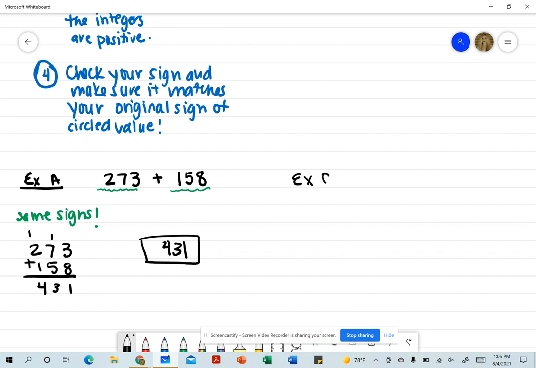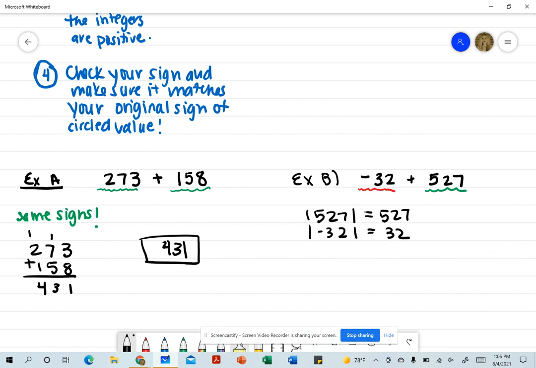Let's do example B. Negative 32 plus 527. So similar to the last problem, I'm going to identify whether my integers are the same sign or opposite signs. From this problem, I see I have a negative 32 and a positive 527. That means they are opposite signs. So what I'm going to do is take the absolute value of both. The absolute value of 527 equals 527, and the absolute value of negative 32 equals 32. Which one's bigger? I'm going to highlight it instead of circle it, but either way works. It's definitely the 527, or if I go back to the expression, the positive number.